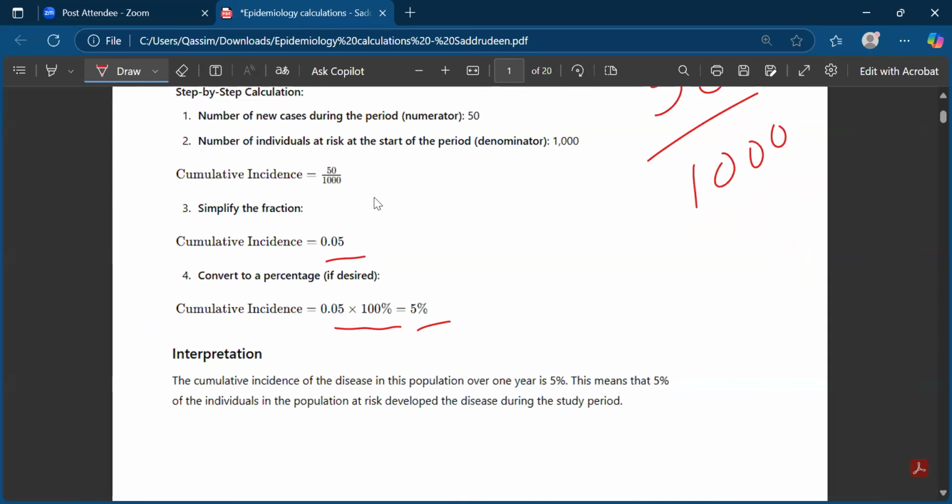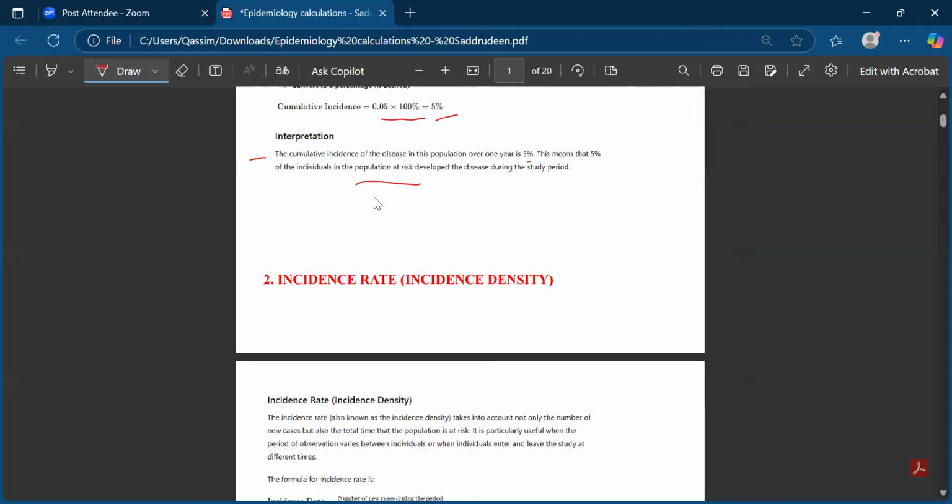So you say the cumulative incidence of the disease in this population over 1 year is 5%, means 5% of the individuals in the population at risk developed the disease during the study period. So this is very easy. Whenever you're given a question on cumulative incidence, just take the number of new cases over the population at risk. Okay, let's go to the next scenario.